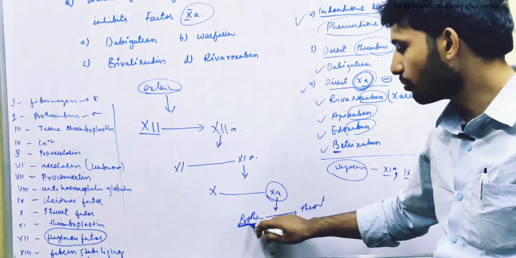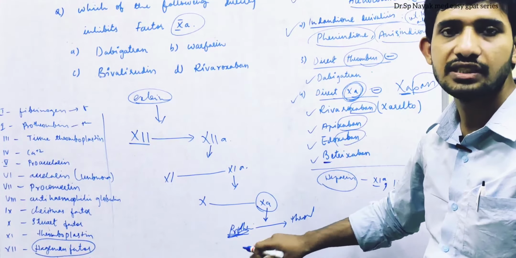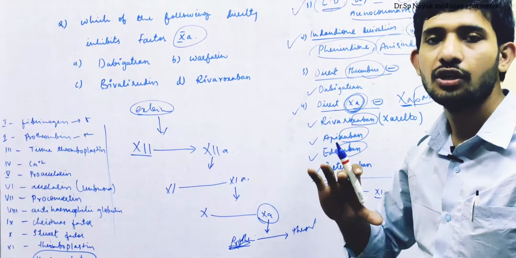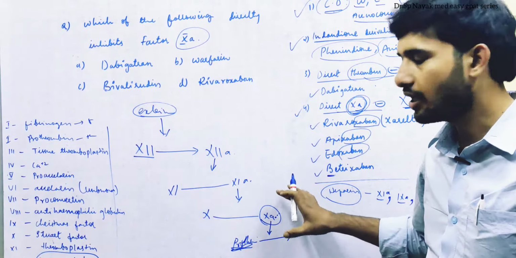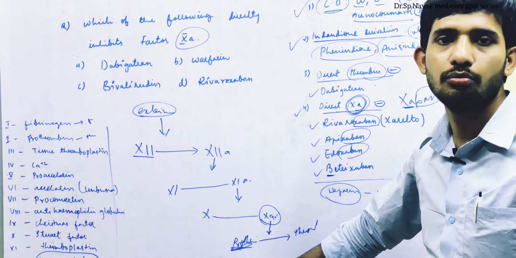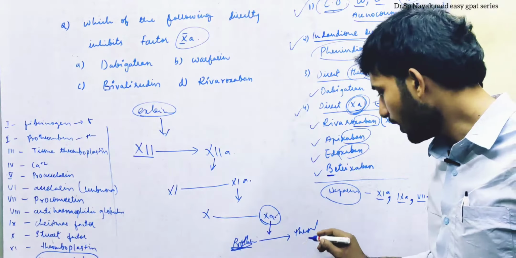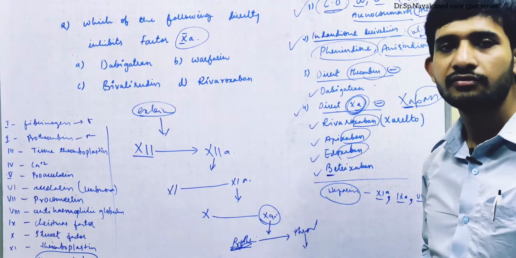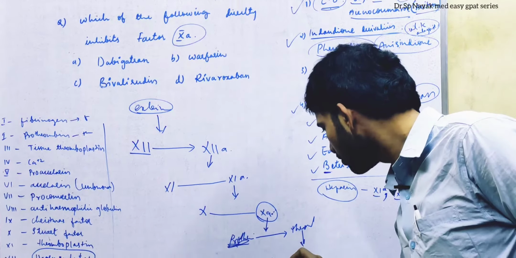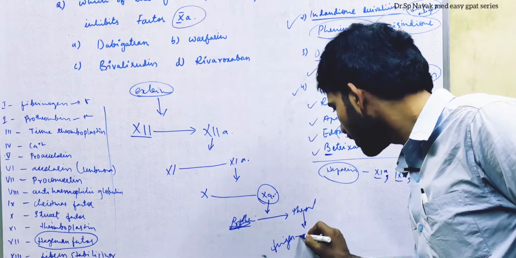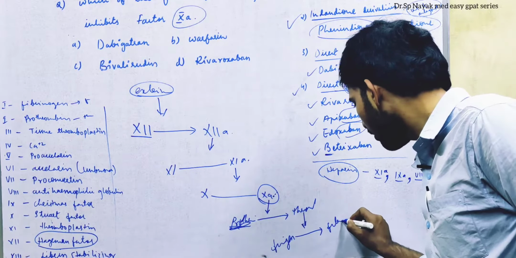Prothrombin is a very important protein which is helpful for the formation of clots. So factor 10A is the main agent which activates prothrombin into thrombin. And finally, the activated thrombin converts fibrinogen into fibrin.